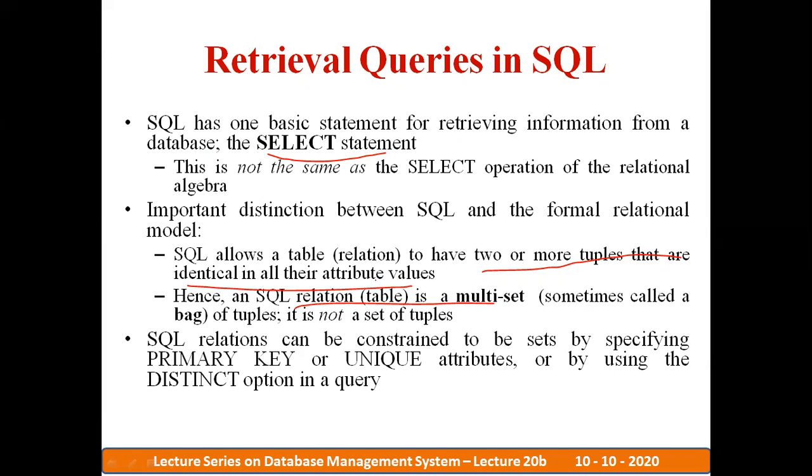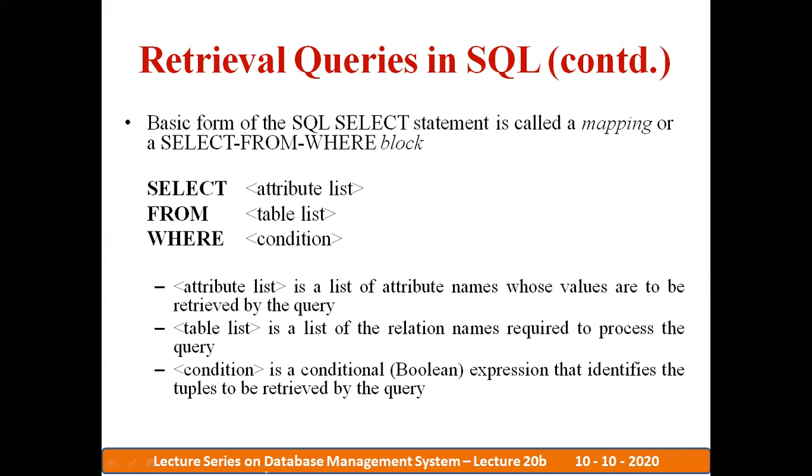An SQL relation is considered to be a set by specifying the primary key or unique attributes, or by using the distinct option in a query. Now, the basic form of the SQL select statement is called the mapping, or a select-from-where block. It is a select-from-where block.